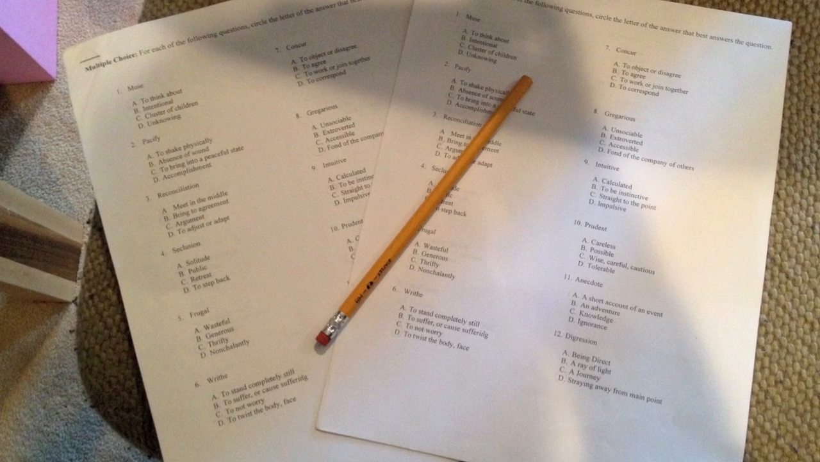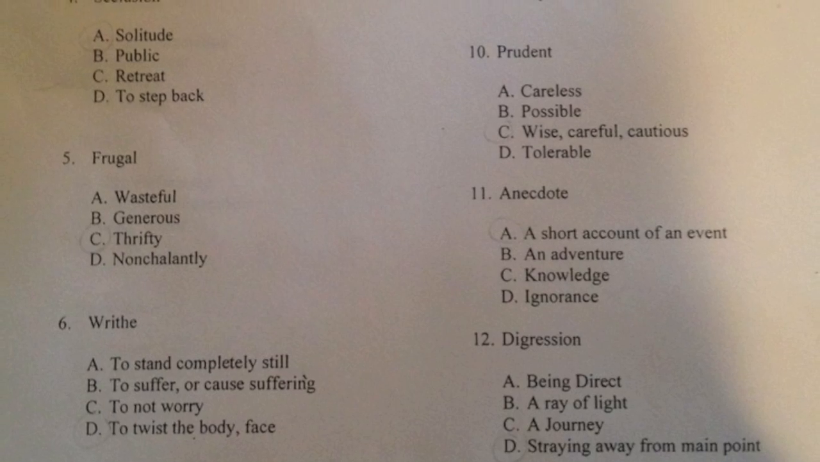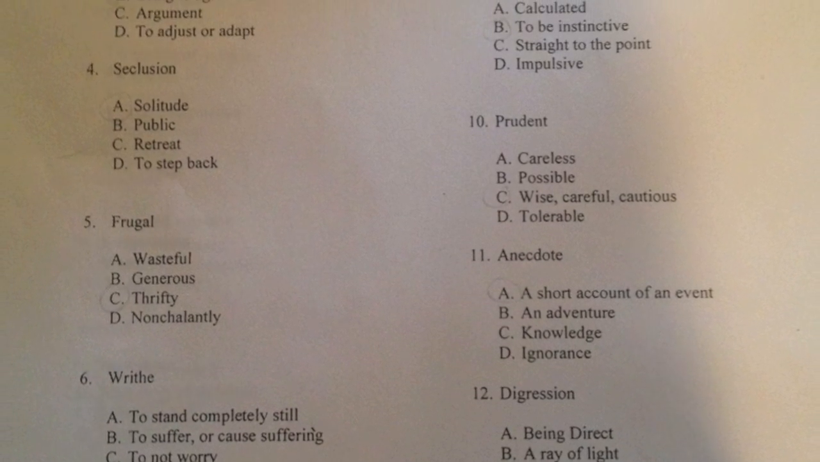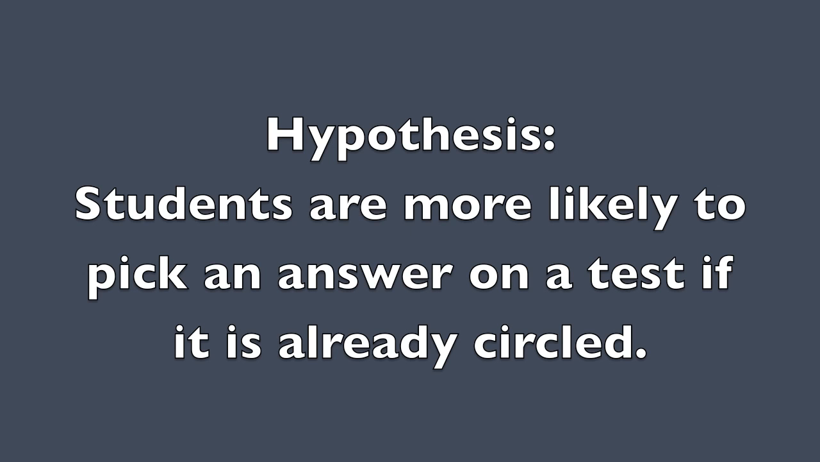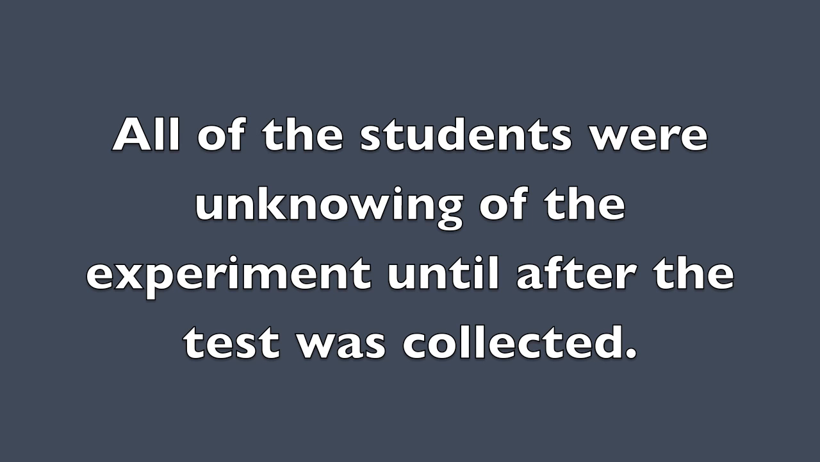To test conformity in our everyday lives, we gave an English class a vocab quiz. On the quiz, answers had been circled and erased like someone had taken the test before and the teacher had simply erased the answers. Out of the 20 questions, 2 of the answers circled were incorrect. Our hypothesis was that students are likely to pick an answer on a test if it is already written down. All of the students were unknowing that an experiment was going on until after the test was collected.